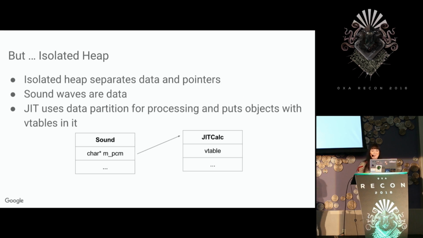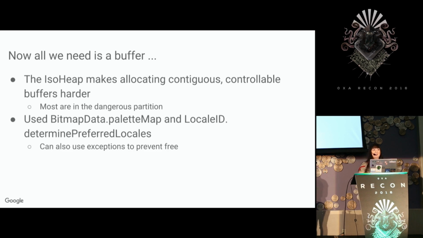But the isolated heap actually made this a little bit problematic too, because the PCM data is pointers to data, and ideally you'd like to get a pointer to a pointer so you can read one out and bypass ASLR. So I had to look around quite a bit before I found something that could be allocated in the data partition. I eventually found that when the AVM is calculating JIT, it sometimes allocates a specific object with a vtable on the data heap. So then I could use this bug, make the PCM data just the right size so that this object gets allocated there, and then read out the vtable, and then that bypasses ASLR, and now I know where everything is.